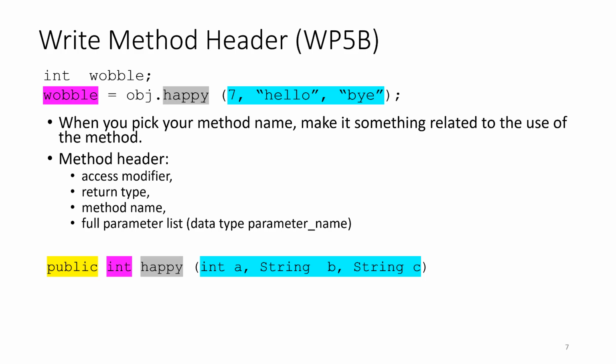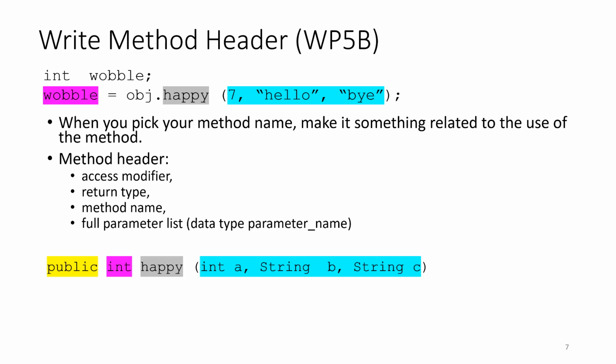The method name is happy. That's because it comes after the obj dot and before the parentheses. The problem description said we had to write a public method header, so the access modifier would be public. Now let's look at the parameters. We have a 7, a hello, and a bye.